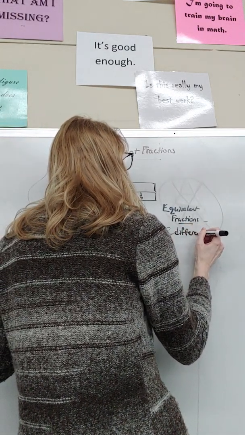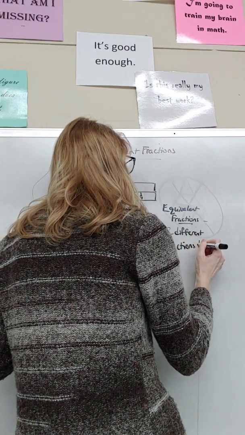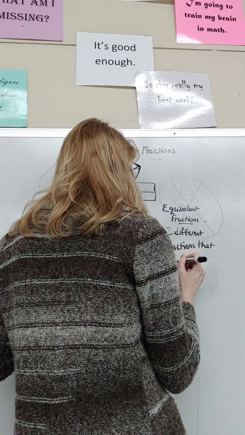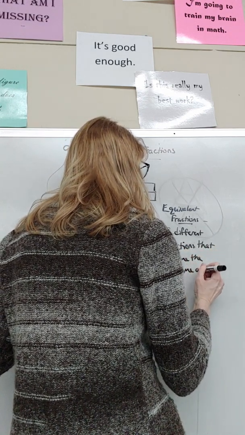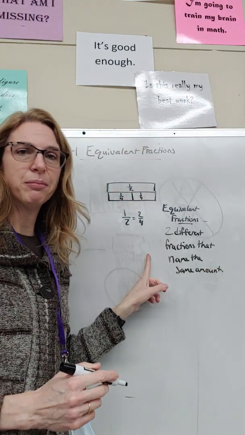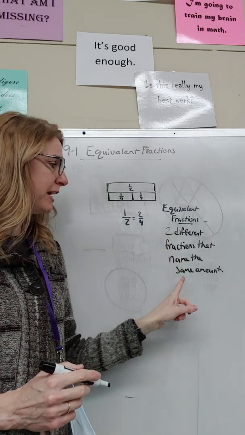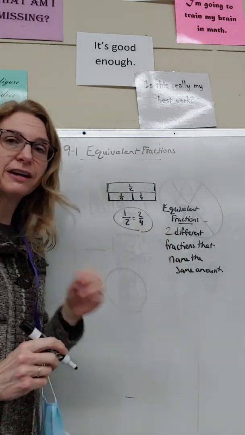Two different fractions that name the same amount. Okay, so if you need to pause and copy that, pause and copy that. Equivalent fractions are two different fractions that name the same amount. This would be an example of an equivalent fraction.